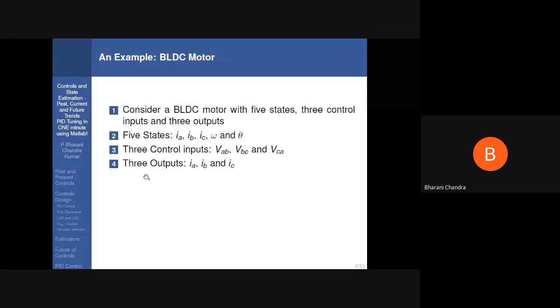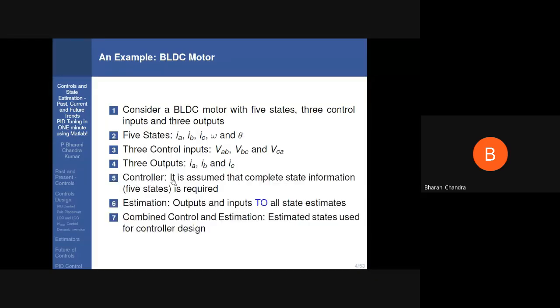This is a very classical example to explain the concept: the brushless DC motor. Consider a brushless DC motor with 5 states, 3 control inputs and 3 outputs. The 5 states are the 3-phase currents IA, IB, IC, speed and rotor position. The 3 control inputs going to the plant are VAB, VBC, VCA, and the 3 outputs are IA, IB, IC. So I'm using only the 3 outputs, whereas I need the complete 5-state information for my control purpose, or for fault monitoring or other applications.